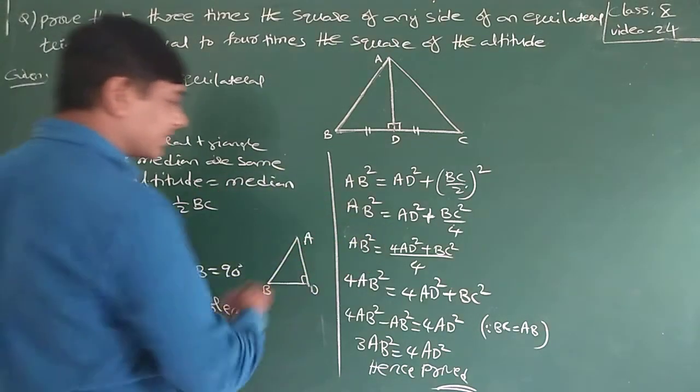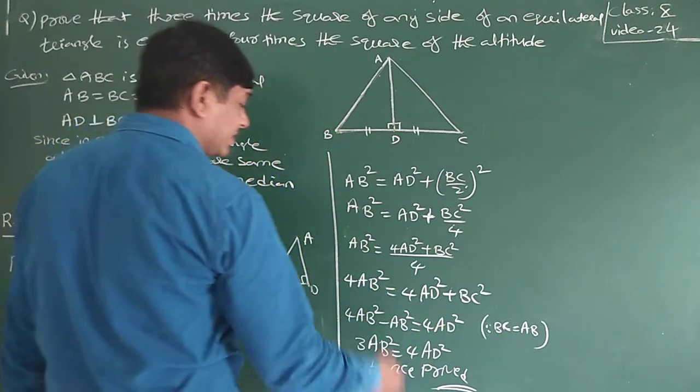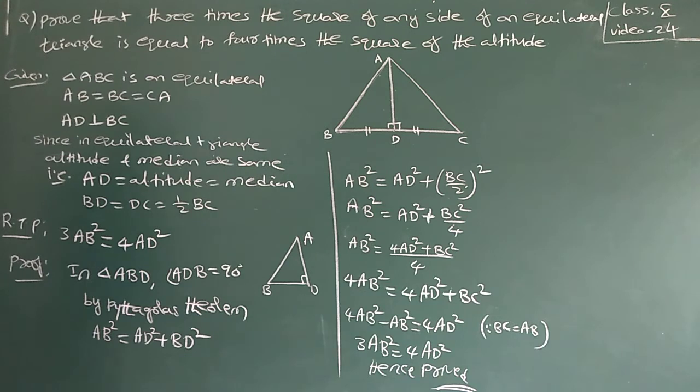Transfer this BC square to this side, minus BC square. Instead of BC, AB is substituted. 4 AB square minus AB square is equal to 4 AD square. So 3 AB square is equal to 4 AD square. Hence proved. Okay?